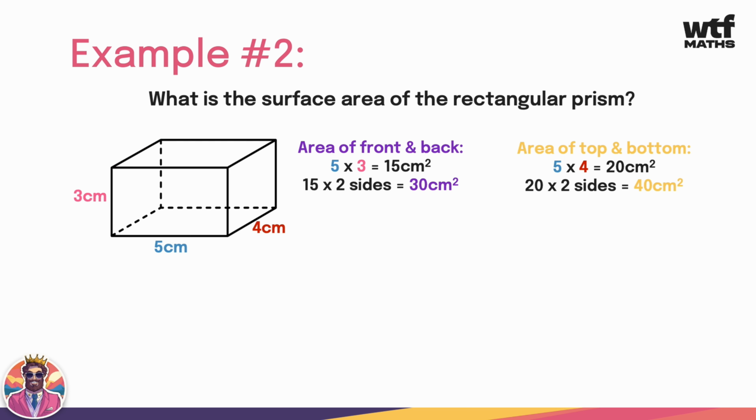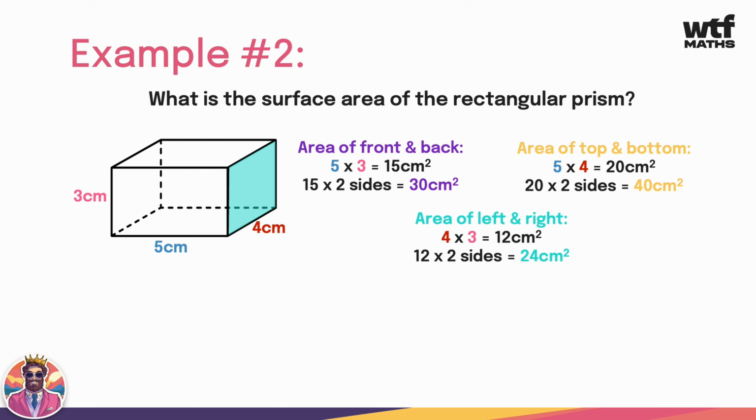And finally, the next side I want to do is this right side here. Now the right and the left hand side will be the same shape. So the area of the left and the right is 4 times 3 is 12 centimeters squared. Times that by 2, I get 24 centimeters squared.